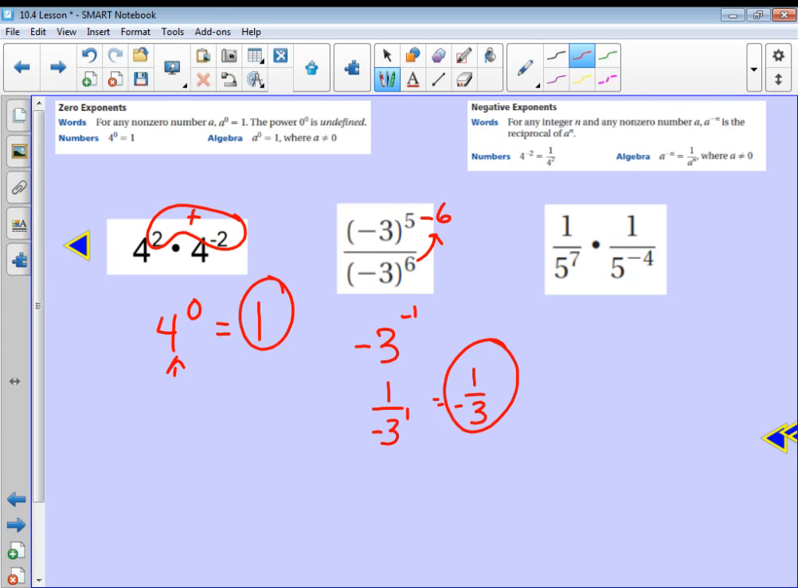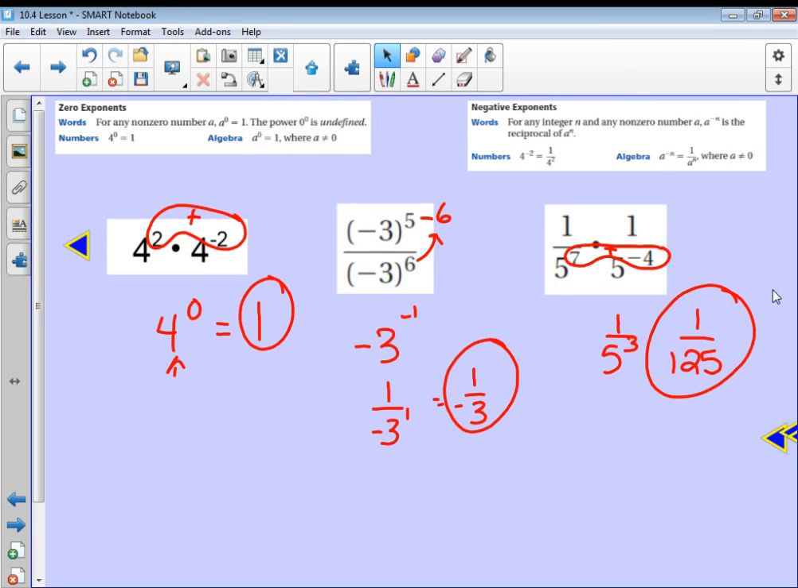Okay, so here we've got a combination. So I'm going to go ahead and put these two together. Remember, we're adding. So 7 plus a negative 4 gives us 3. So 1 over 5 to the power of 3. Here we're not really working with the negative. We were in that integer concept, but 1 over 5 to the power of 3 would give us 1 over 125 for a final answer.